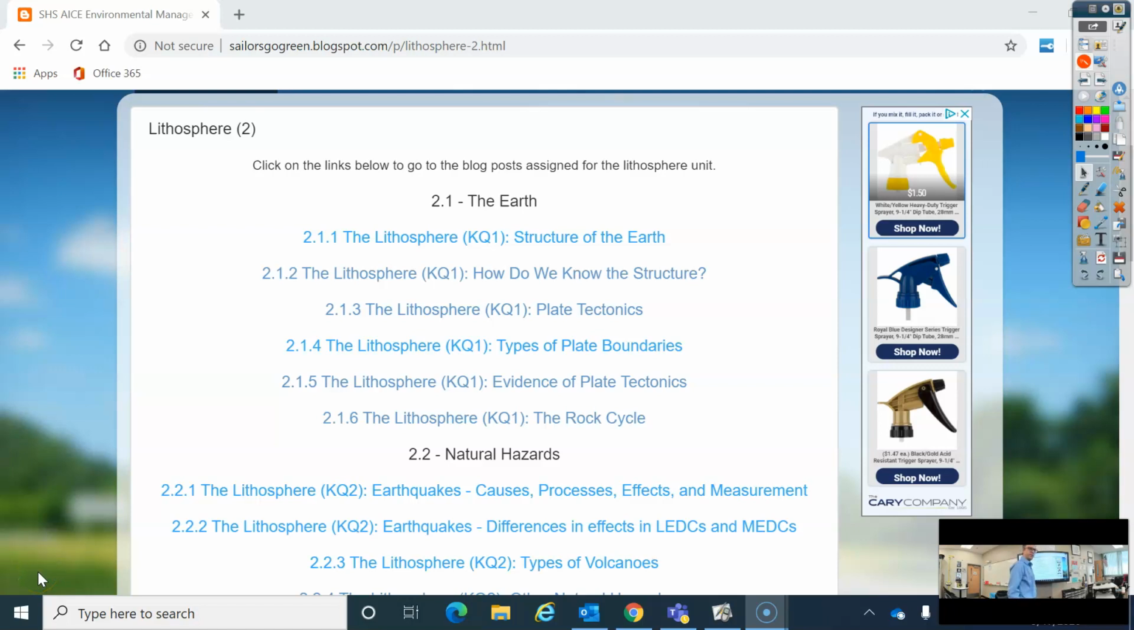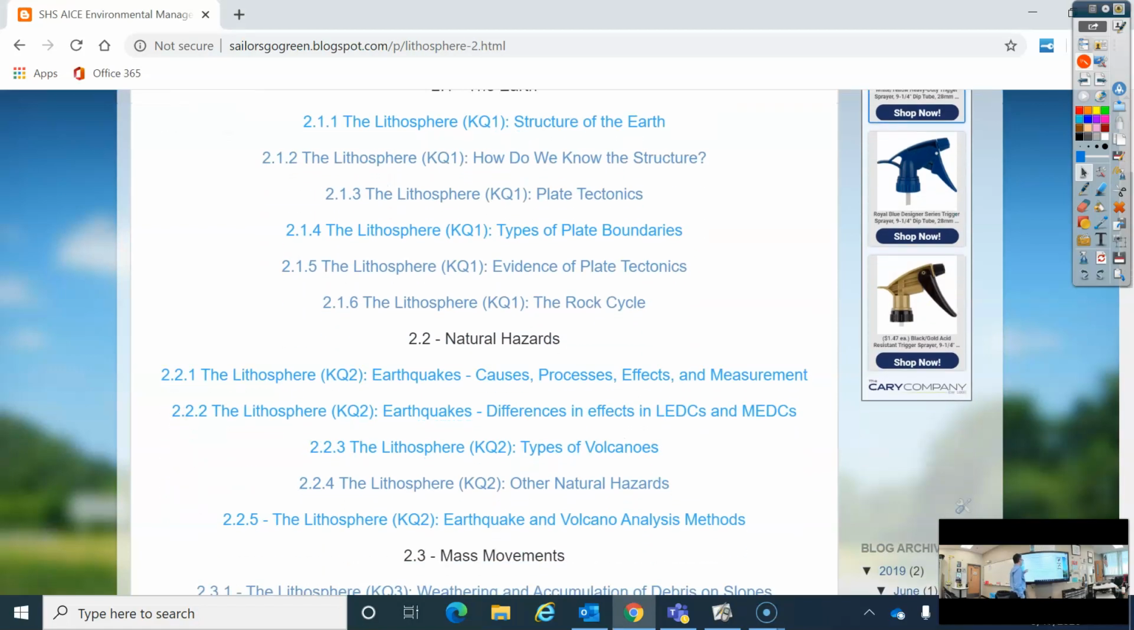So we finished with the first key question, which is on the structure of the Earth. And we're going to be going on now to natural hazards. We're going to be looking at earthquakes, key question 2, sections 1 and 2. So 2.2.1 and 2.2.2, natural hazards, earthquakes.